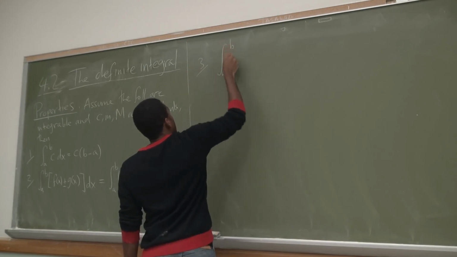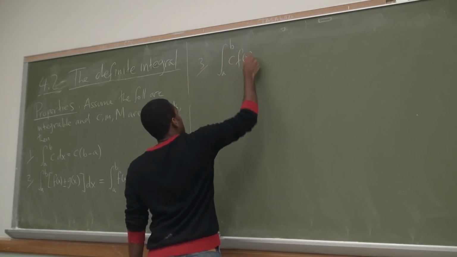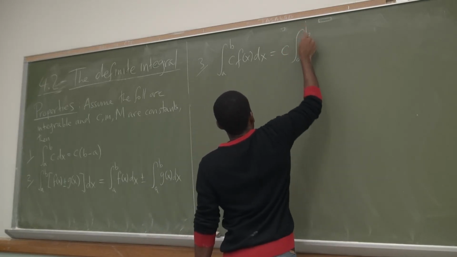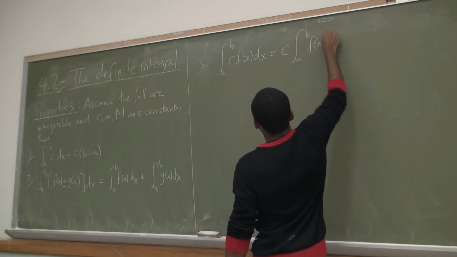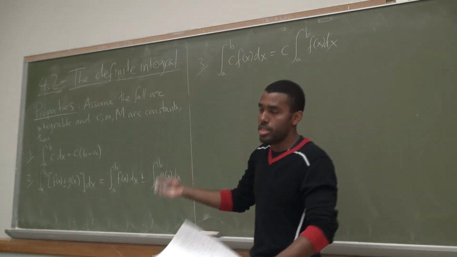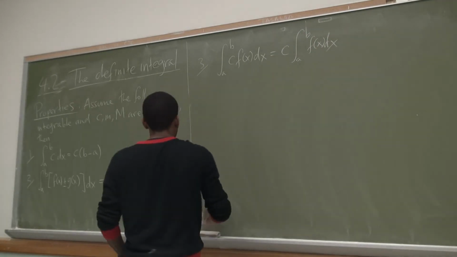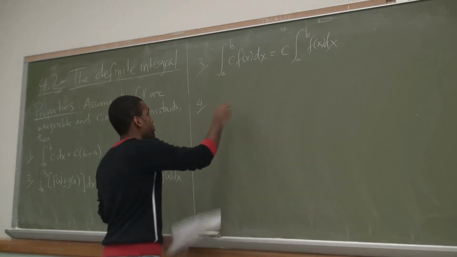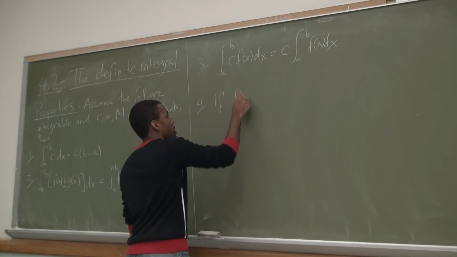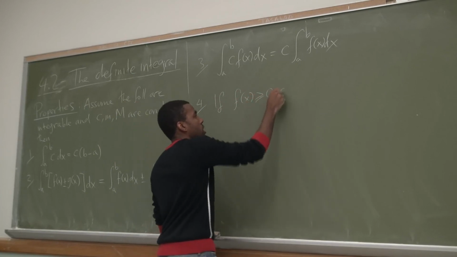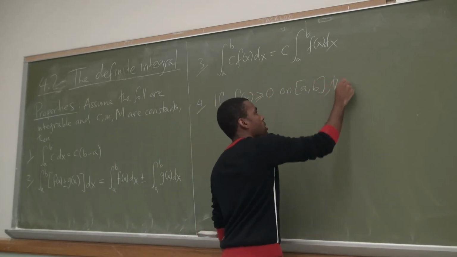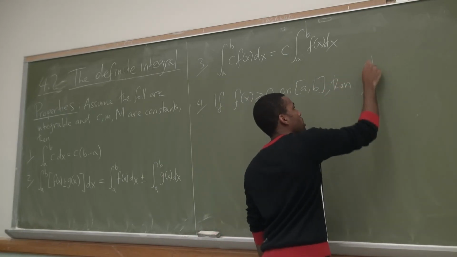The integral from A to B of a constant times a function is just a constant times the integral of the function. We can factor constants out. And that's because we can do this for sums and limits, so it will work here. Or, if your function is positive on an interval, then the integral will be positive on the interval.